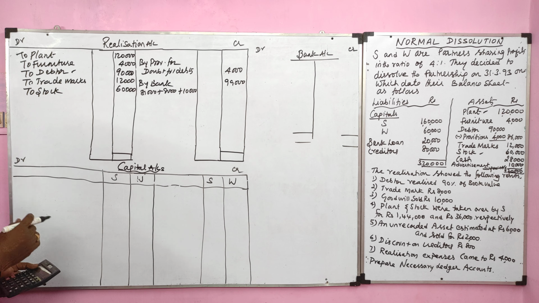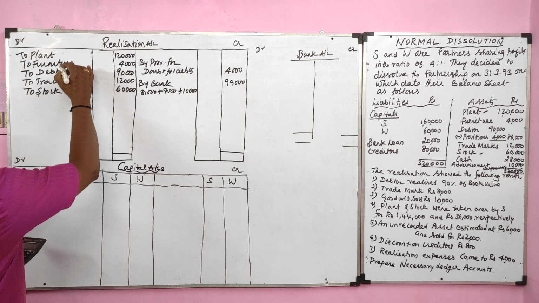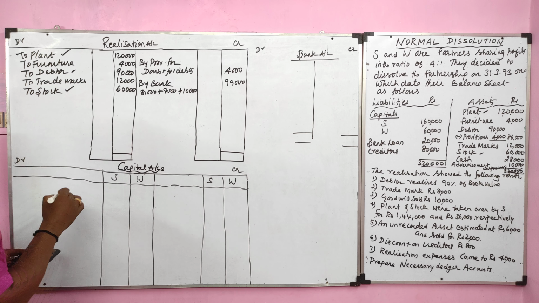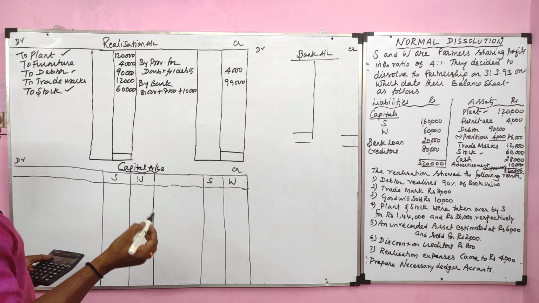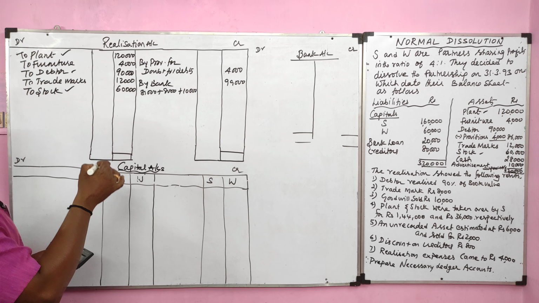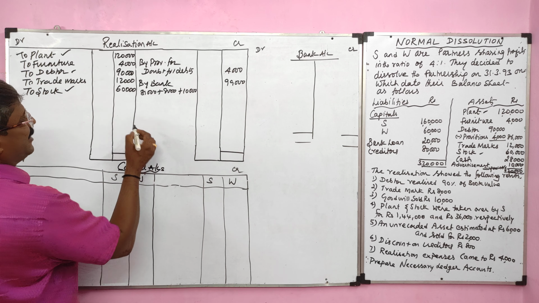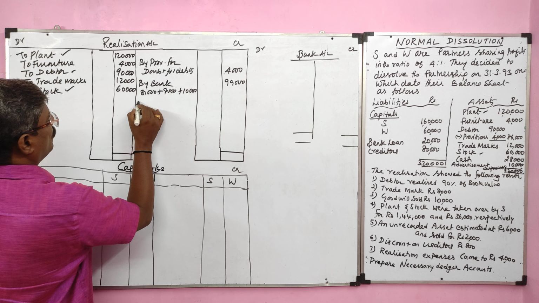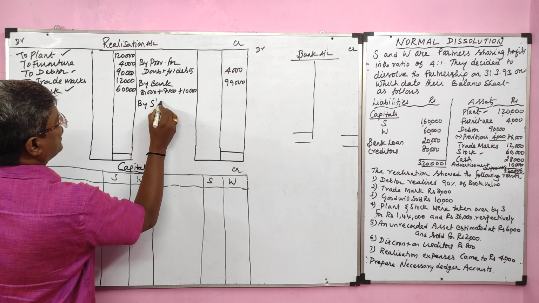Here some assets, namely plant and stock, were taken out by Mr. S. So the entry is S capital account debit to realization. So it will be recorded on the credit side of the realization account as by S capital.